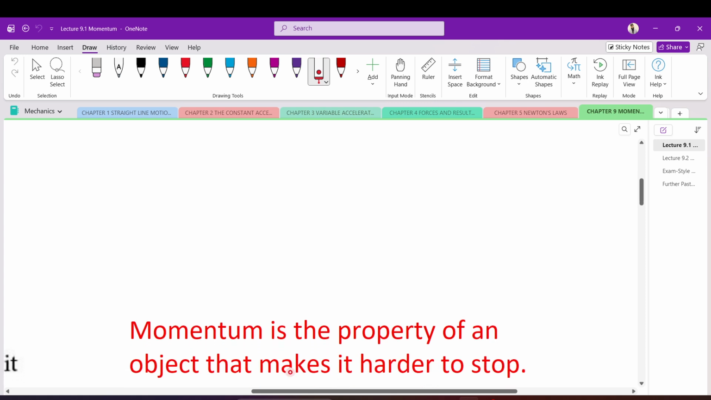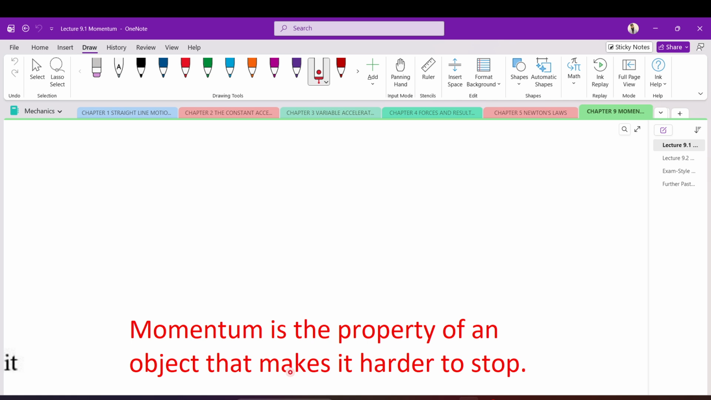Momentum is the property of an object that makes it harder to stop. Let's say there is an object which is moving in a straight line. If it is difficult to stop that object, that means that particular object has a high momentum. So that's the terminology that we use.